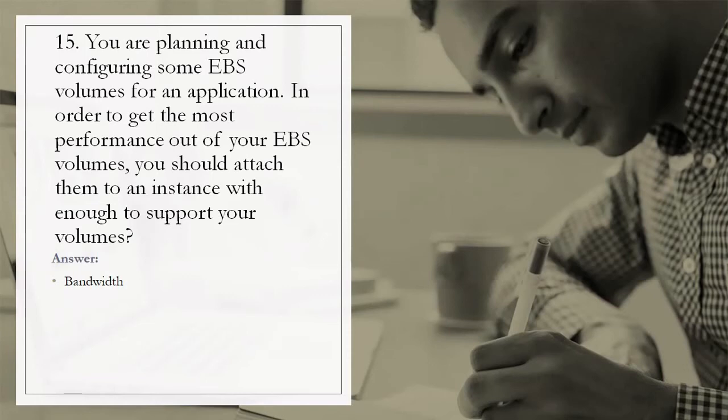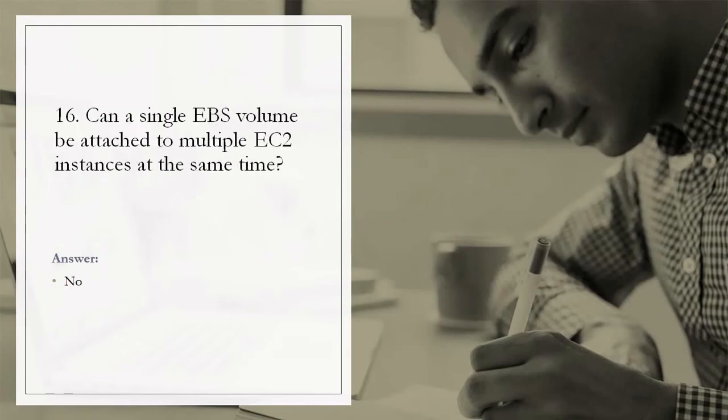In order to get the most performance out of the EBS volume, you should attach them to an instance with enough bandwidth to support your volumes, such as an EBS optimized instance or an instance with 10 gigabit network connectivity. This is especially important when you use general purpose or provisioned volumes, or when you stripe multiple volumes together in a RAID configuration.